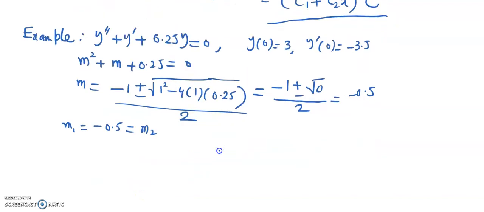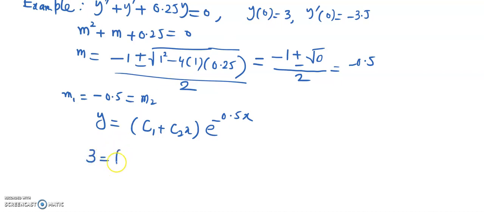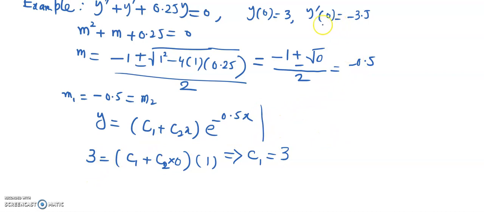Since it is a double root, the general solution will be (c1 plus c2 x) into e power minus 0.5x. Okay, so now I can input the initial conditions. y(0) is equal to 3, so 3 is equal to c1 plus c2 into 0, and then this term will be 1. So c1 will be equal to 3, and for the second we need to find y prime.